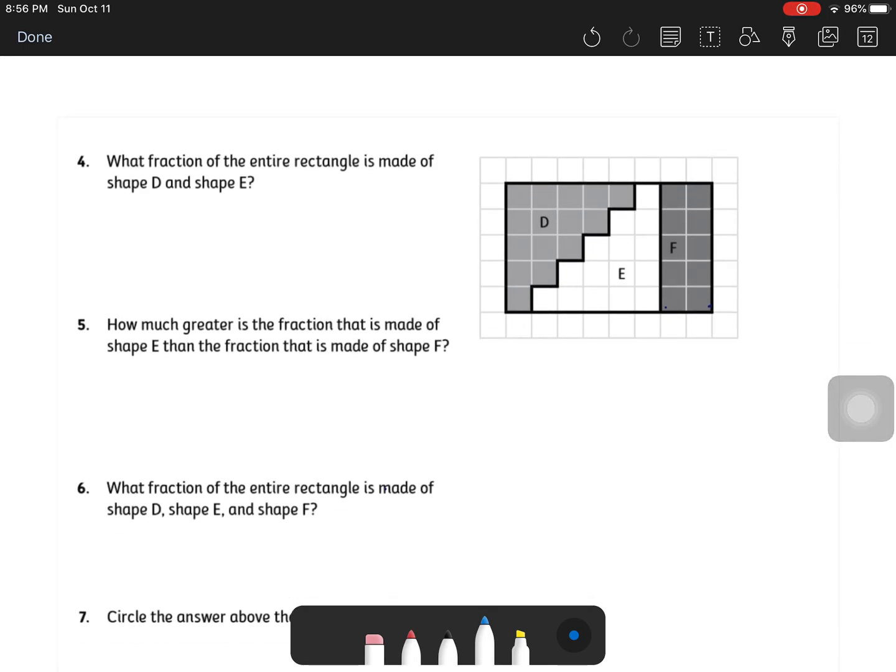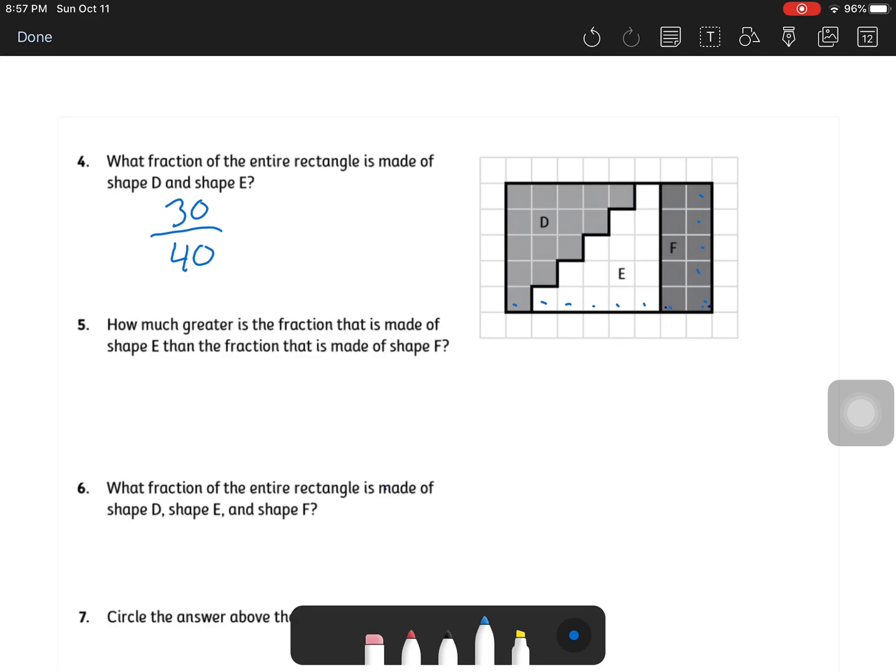What fraction of the entire rectangle is made up of D and E? Okay, well, let's see. What is the rectangle? 1, 2, 3, 4, 5, 6, 7, 8. 1, 2, 3, 4, 5. So 8 times 5 would be 40. So our bottom is going to be a 40. And then we need to count up both D and E. Well, if I count up F and subtract that from 40, 2, 4, 6, 8, 10. So there's 10 there in F, so that means the rest of it has to be 30. So if I add up D and E, I'm going to get 30 out of 40.